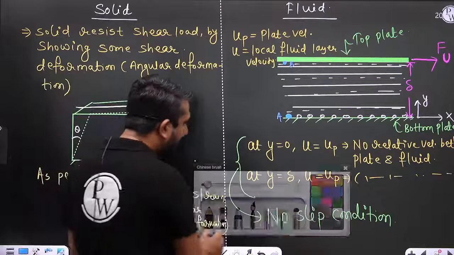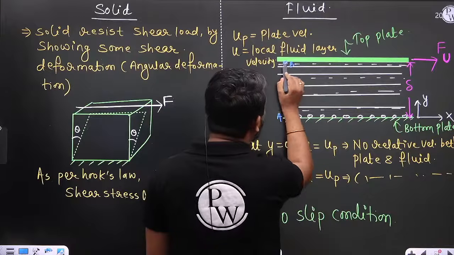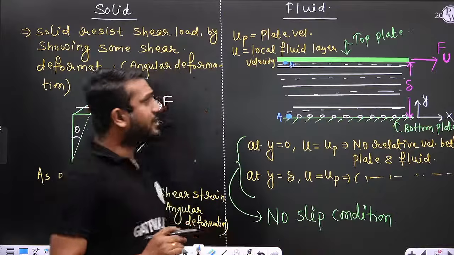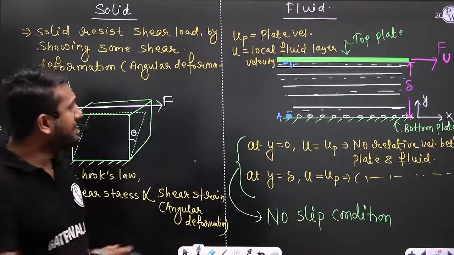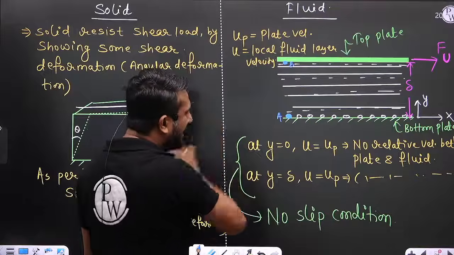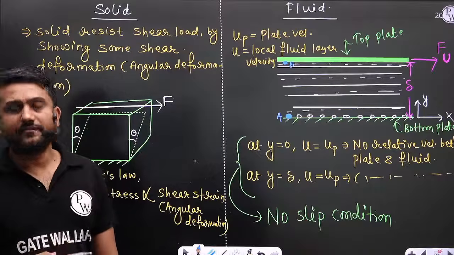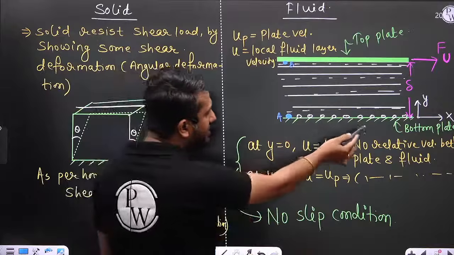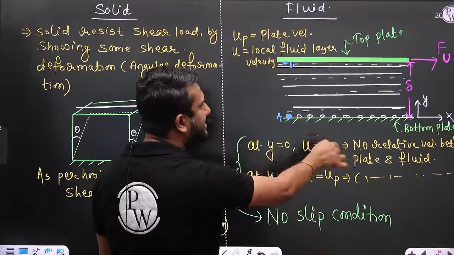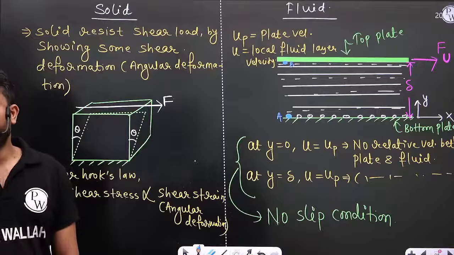Right? This particle having velocity of the top plate, that means particle B has velocity equal to U, and particle A has velocity equal to the bottom plate velocity. Since the bottom plate is stationary, particle A velocity is 0.